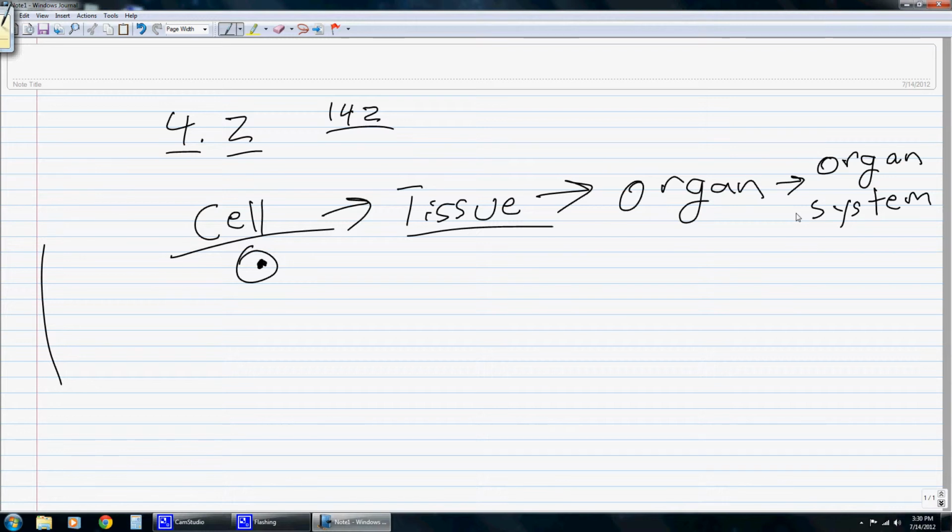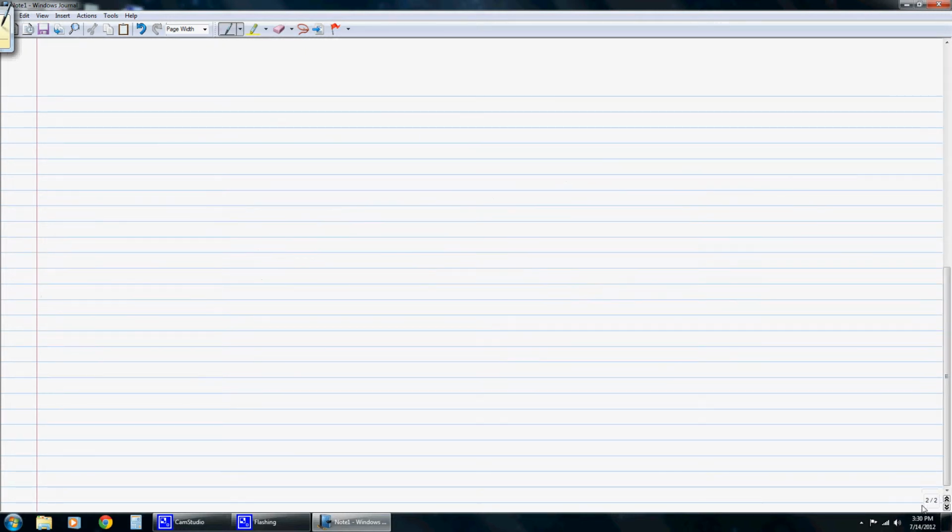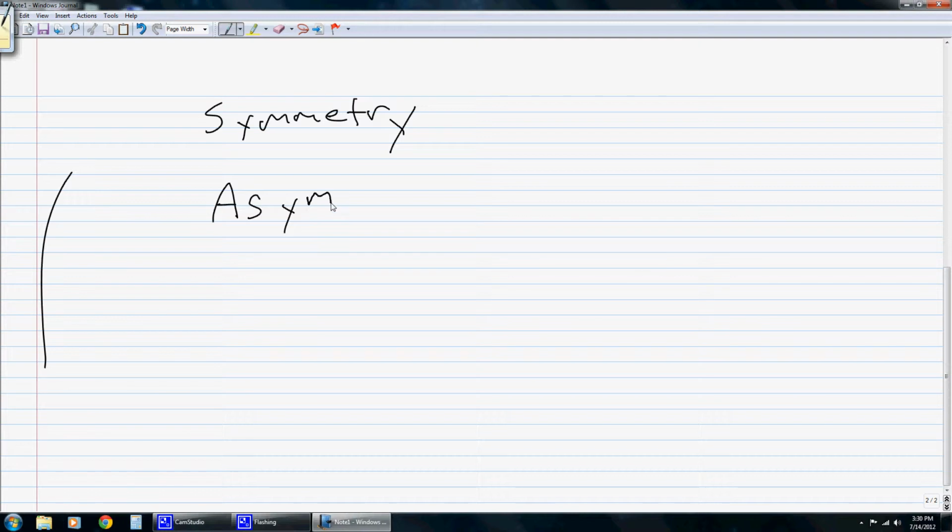Now, the next thing we're going to talk about, since we have the organization all nice and neatly in order, we're going to be looking at symmetry. And what we're going to be doing right here is looking at the three different types of symmetry. We're going to be looking at asymmetrical, we're going to be looking at radial, and we're going to be looking at bilateral.